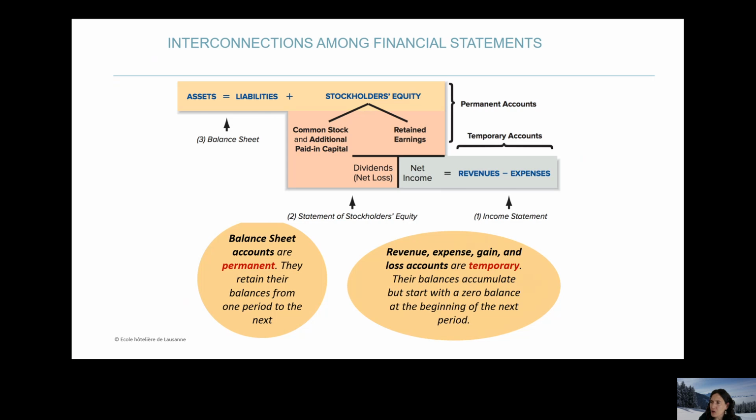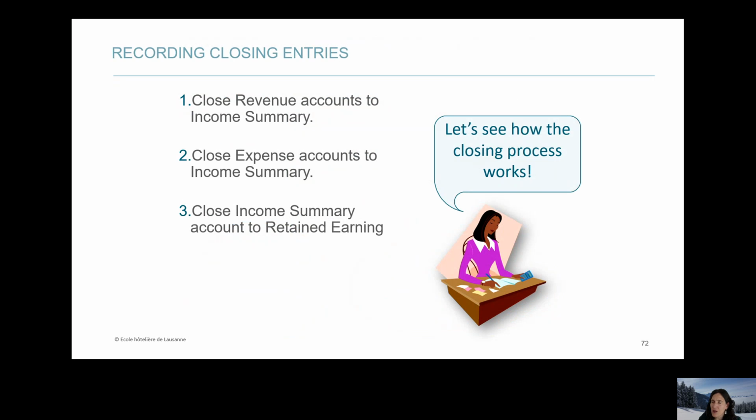So let me show you how the closing process functions. There are 3 steps. Step number 1, you have to close the revenue accounts. Step number 2, you have to close the expenses accounts. And step number 3, I'll explain a little bit more about this. Step number 3, you'll have to close this new account I've introduced a few seconds ago, the income summary account. Let's see how this closing process functions.